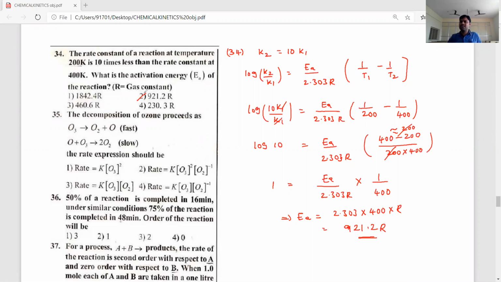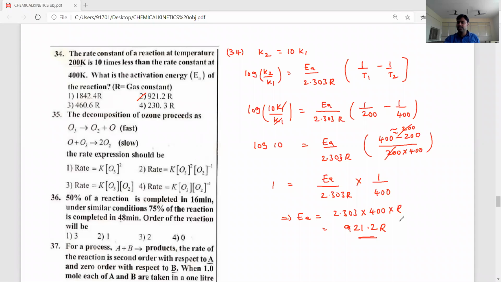So here the simple logic is: when the temperature is increased from 200 Kelvin to 400 Kelvin, at 200 Kelvin the rate is 10 times less compared to 400 Kelvin. Means at 400 Kelvin the rate is 10 times more compared to 200 Kelvin. At that temperature change, we have to find the activation energy of the reaction. So how much did we get? 921.2 R. R means gas constant.